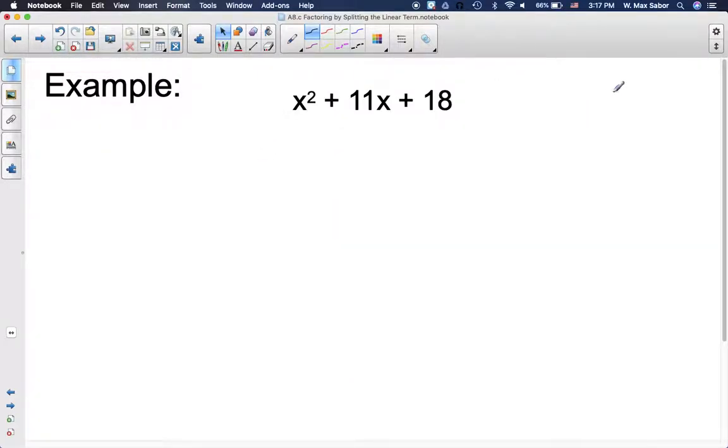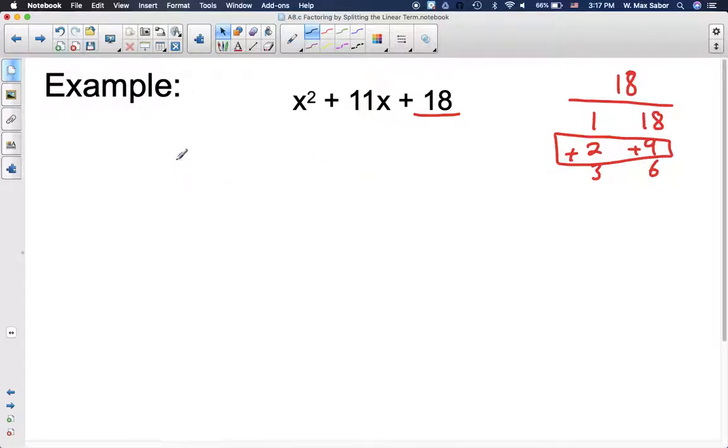So here, what I'm going to look at is 18. I'm going to look at the possible factors of 18. So 1 times 18, or 2 times 9, or 3 times 6. Those all multiply to 18. So we're looking for something that adds to 11, and positive 2, positive 9 multiply to positive 18 and add to 11. So what we'll do is use that to split our linear term: 2x plus 9x plus 18.